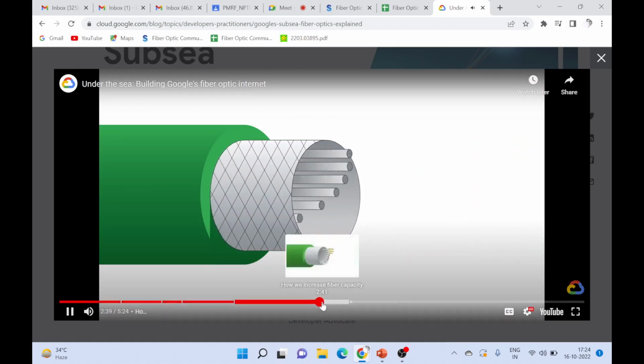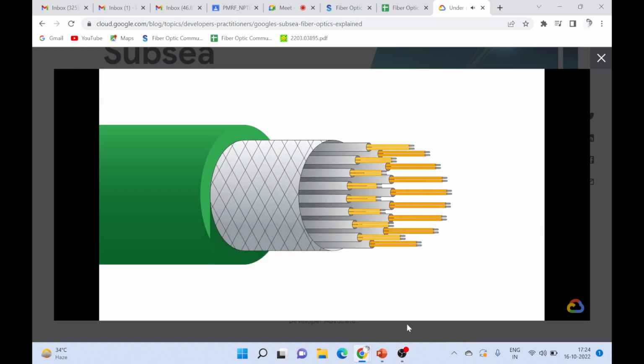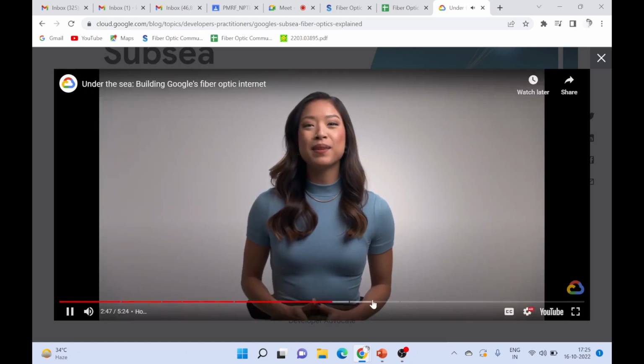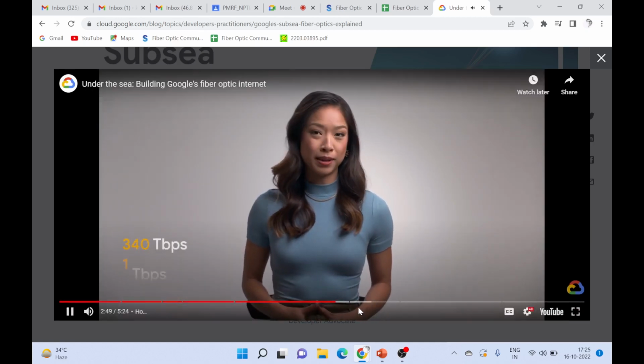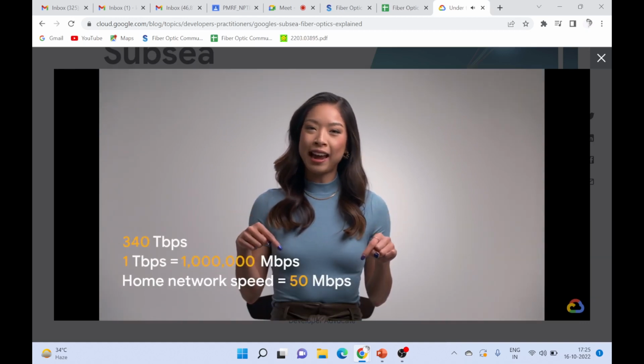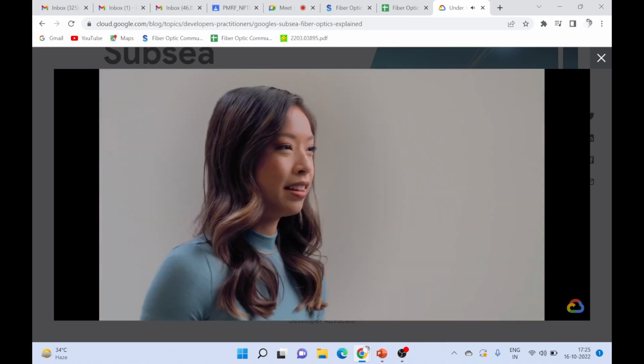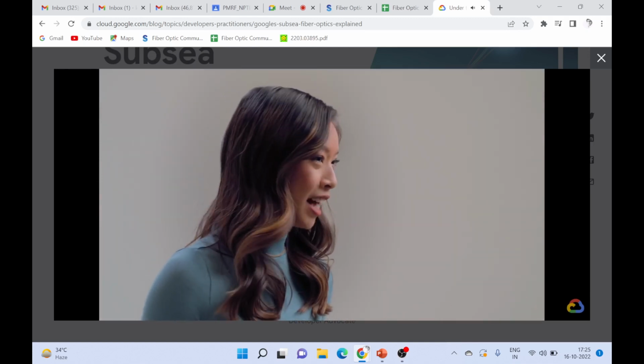In 2020, we were able to fit 16 fiber pairs into the Grace Hopper cable, instead of the usual 6 or 8. That cable can transmit 340 terabits of data per second, enough to stream this video in 4K 4.5 million times simultaneously. But it's not just about capacity.